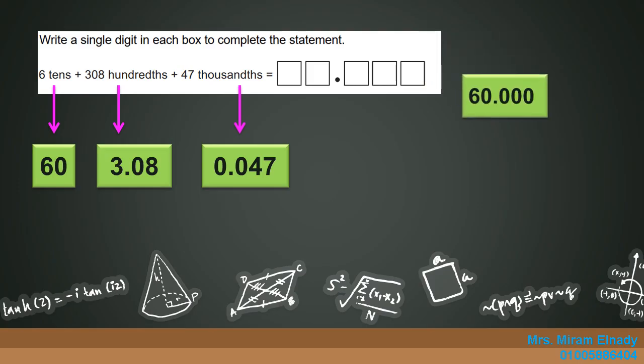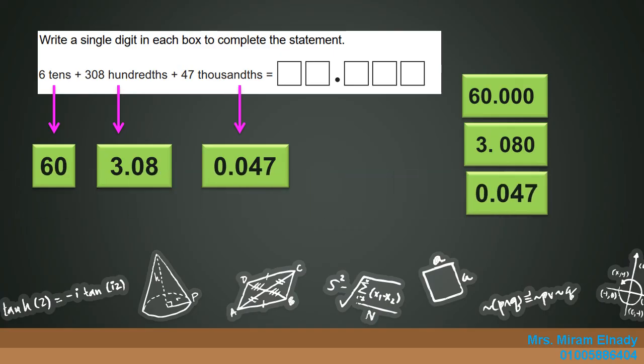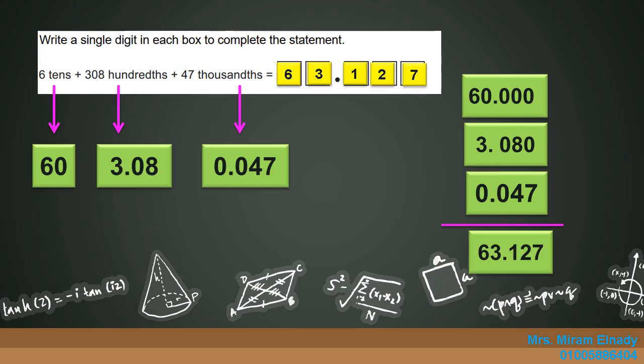Now I need to add these three numbers I have. Adding them together, 0.6 plus 3.08 plus 0.047. Remember, we need to put zeros in the empty spaces and put each number under the correct place. Otherwise, we will add in the wrong way. So, adding these three numbers, what will be the answer? 0 plus 0 plus 7 will be 7. 8 plus 4, 12, so we'll carry 1. On the other columns, it will be 1, 3, and then 6. Okay, now we can fill in the boxes. 6, 3.127.